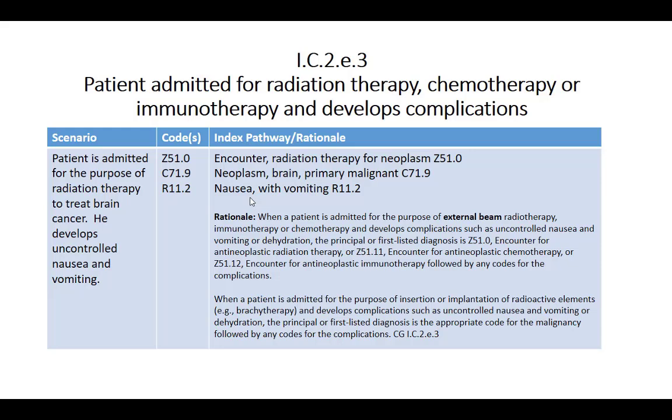As I said in the previous slide, the guidelines do make a distinction between external beam radiation, which is what this is, and the patient having radioactive elements inserted. That's called brachytherapy. You notice that if the brachytherapy is used, the principal is then the malignancy code, followed by any codes for the complications.